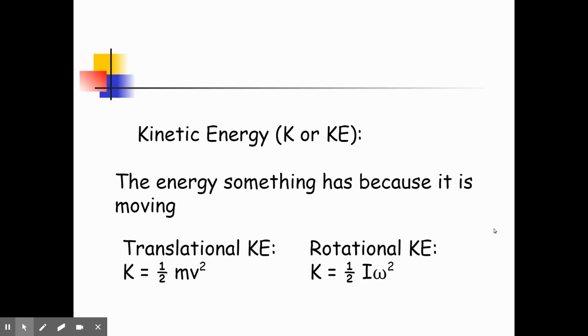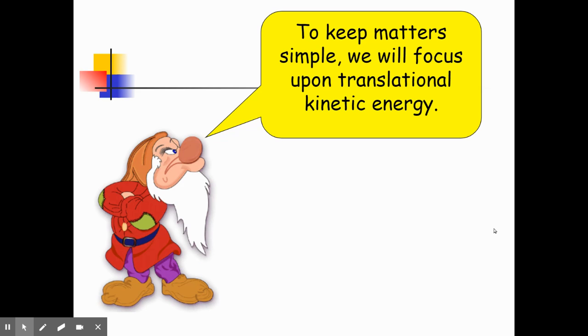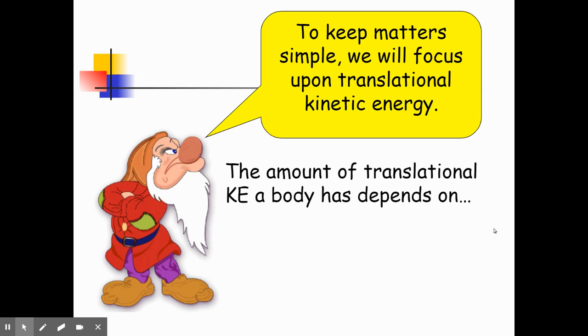And then there's rotational kinetic energy, which is very similar, but instead of mass, we're going to have moment of inertia, and instead of velocity, we will have angular velocity. For this unit, we're going to only be dealing with translational kinetic energy, but just looking forward into the future, we will eventually have rotational kinetic energy as well. So the amount of translational kinetic energy something has depends both on mass and velocity.